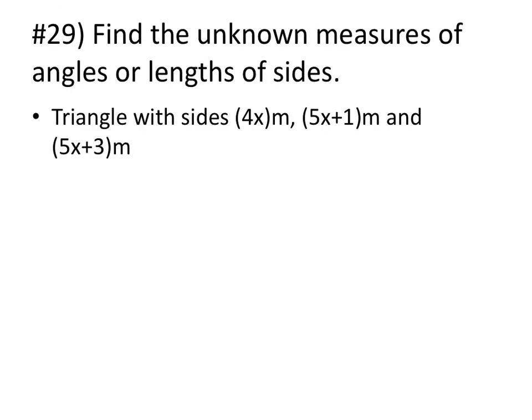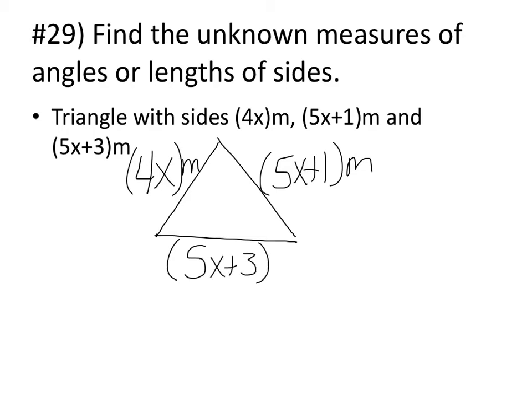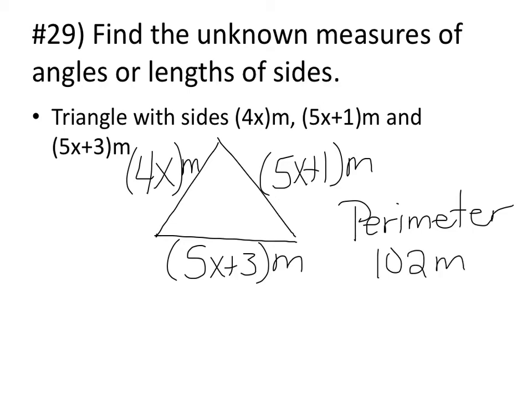Next one is 29, and it looks like this. It says this side is 4x meters, then we've got 5x plus 1 meters, and then we have 5x plus 3 meters. And it tells us in 29 that our perimeter is 102 meters. So we know perimeter is the distance around.